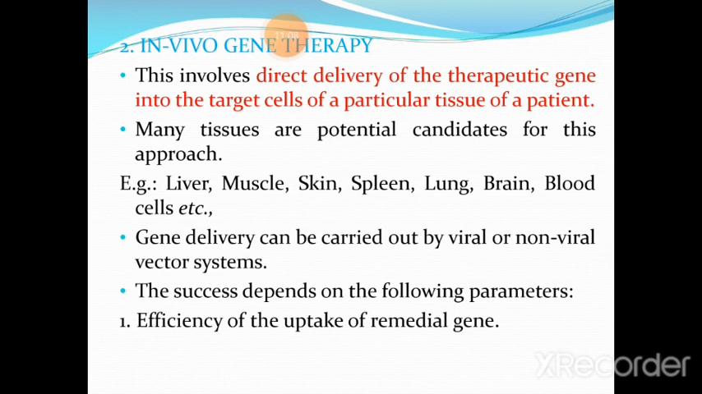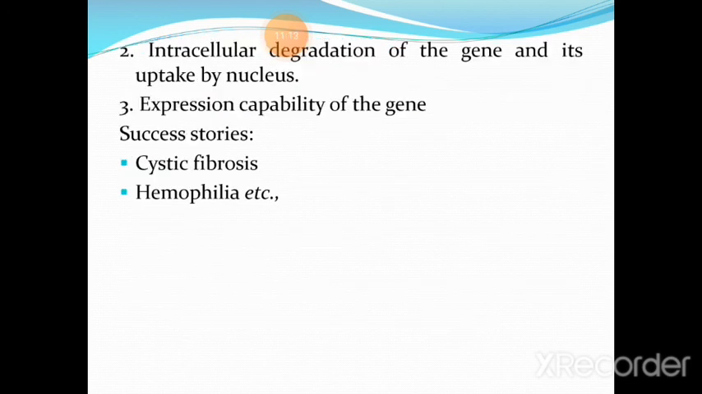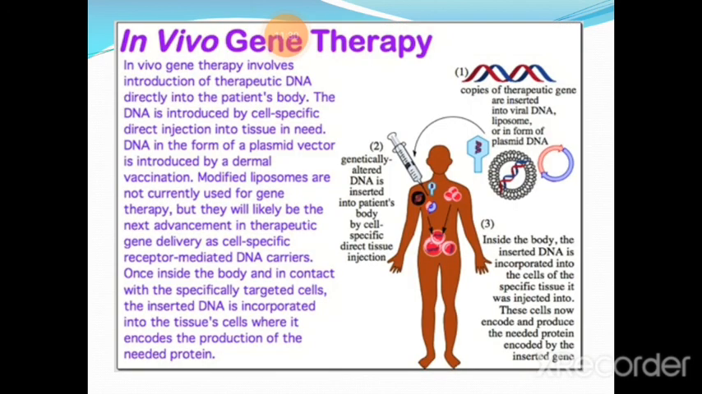And the success depends on the efficiency of the uptake of the remedial gene, then intracellular degradation of the gene and its uptake by the nucleus, and the expression capability of the gene. Many genetic defects like cystic fibrosis and hemophilia have been corrected by this method.